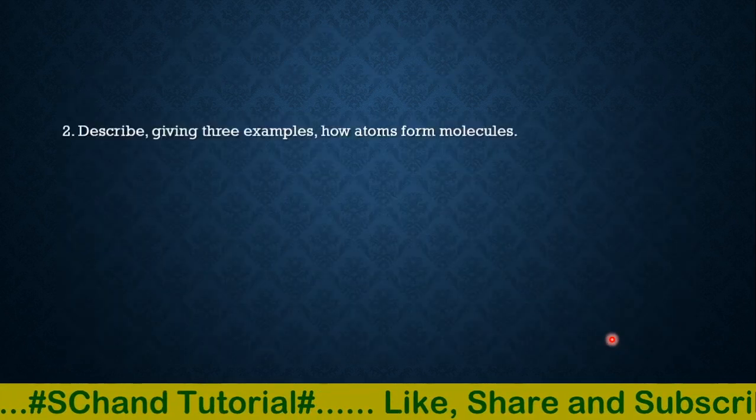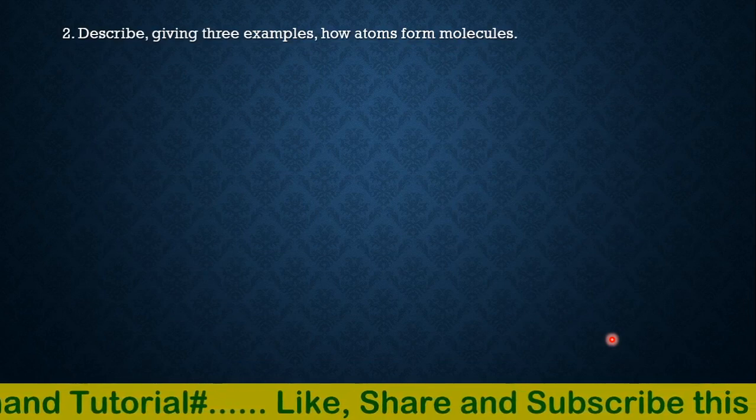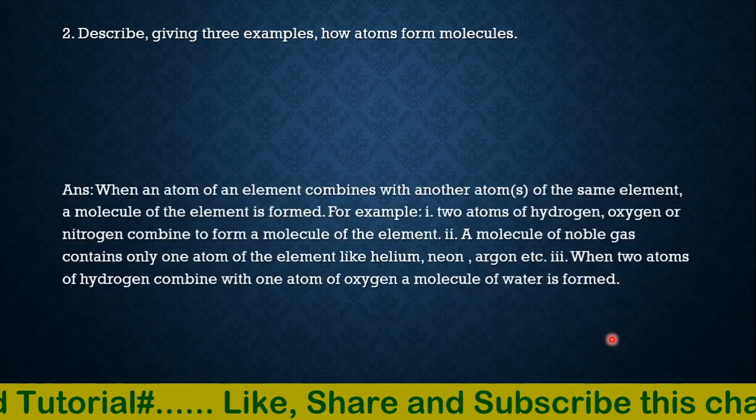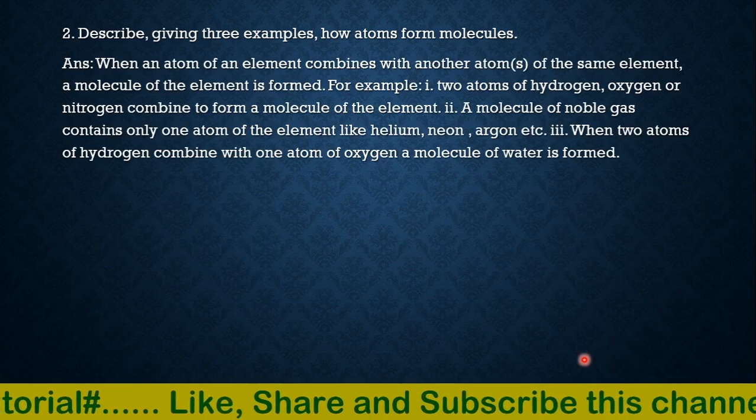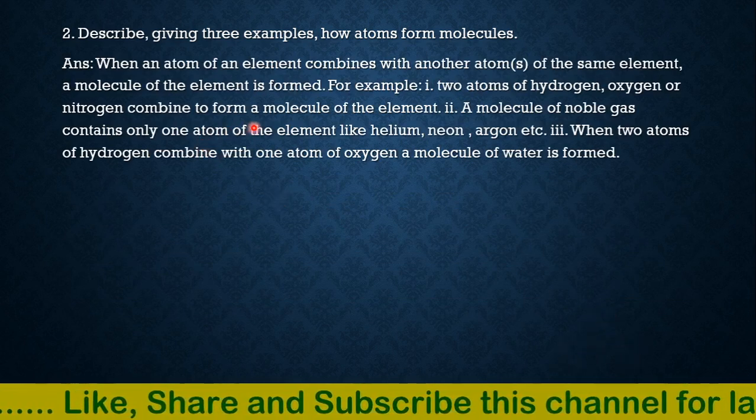Then number 2, give three examples of how atoms form molecules. So when an atom of an element combines with another atom of the same element, a molecule of the element is formed.